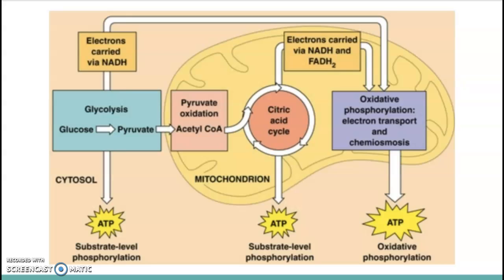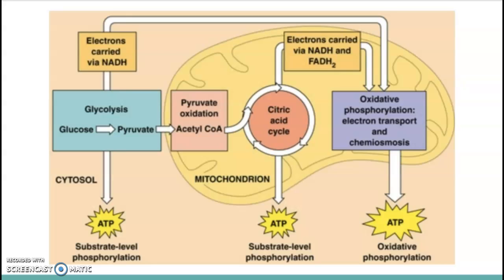The second step is the Krebs cycle, also known as the citric acid cycle, which takes place in the mitochondria and requires oxygen. The pyruvate made before is converted to CO2, and it produces 2 ATP, 6 NADH, and 2 FADH2.